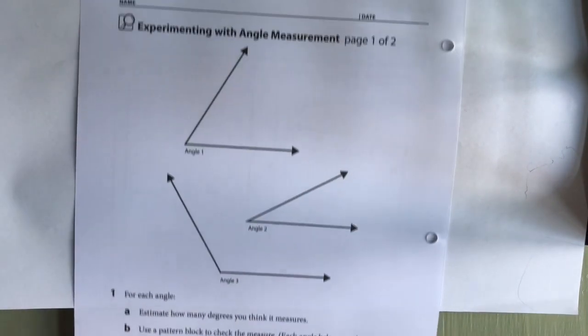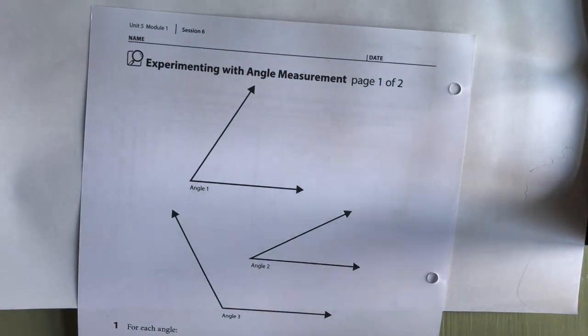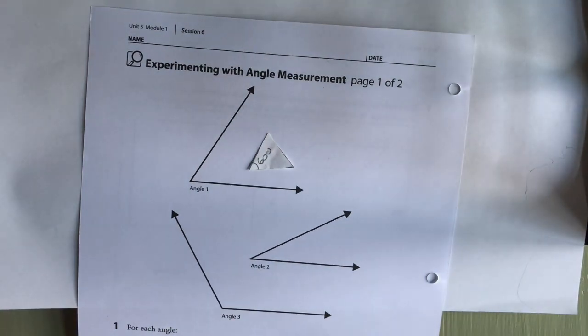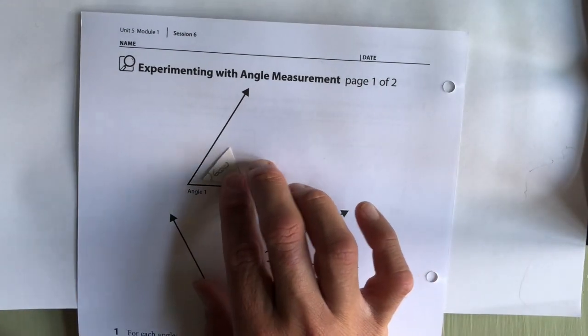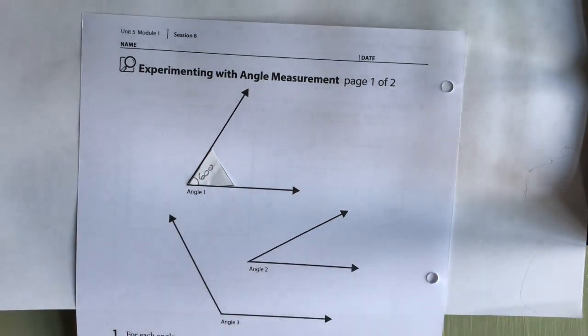So I'm going to take a look at angle number 1. Angle number 1, my estimate was that it was about 60 degrees. So I'm going to take my pattern block with 60 degrees on it, and I'm going to fit it right into this angle here. And look at that. I made a decent estimate, almost too decent. And so I fit that pattern block of the triangle that had 60-degree angles right in there. So that tells me that my estimate was correct.